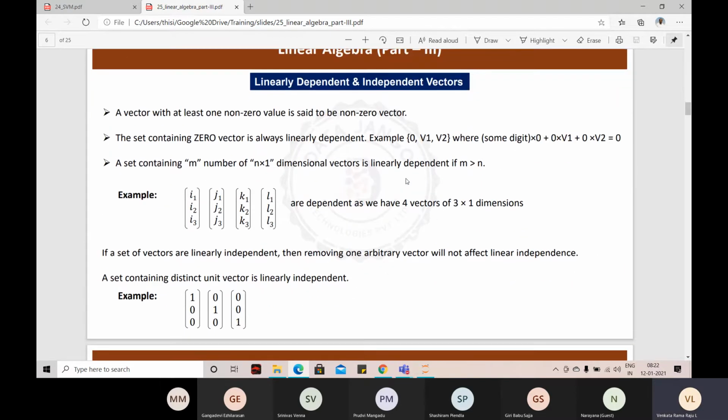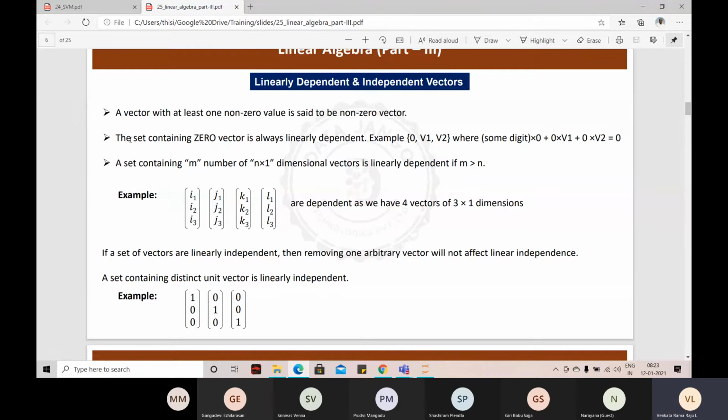So I tried to show the same thing in equations, in a mathematical theory kind of way. If you understand the concept, that's enough, but this is just out of my finicky nature. A vector with at least one non-zero value is said to be a non-zero vector. Right? This is a non-zero vector. If all are 0, then you call it a zero vector.